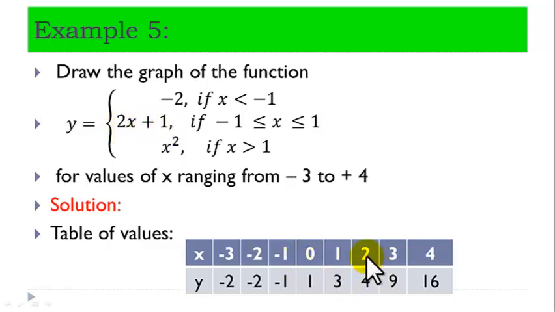When x is 2, observe it is in this range. You can see that 2 is greater than 1. So we are using y equals x squared. So when x is 2, y is equal to 2 squared, which is equal to 4. When x is 3, 3 is in this range. So y is equal to 3 squared, which is equal to 9. When x is 4, 4 is still in this range. y is equal to 4 squared, which is equal to 16. So that is the table of values for this function.